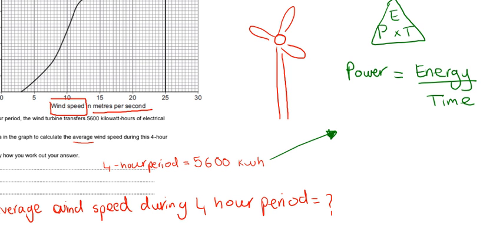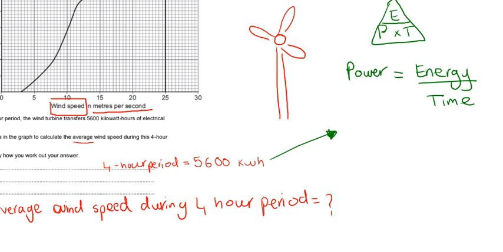This is only for beginners. When you're starting out, you should use this triangle to help you out. It's a simple acronym as well, PET. But as you get further along, you can just use the normal formula without the simplified triangle version to help you remember it. So anyway, this is power, and energy is divided by time.